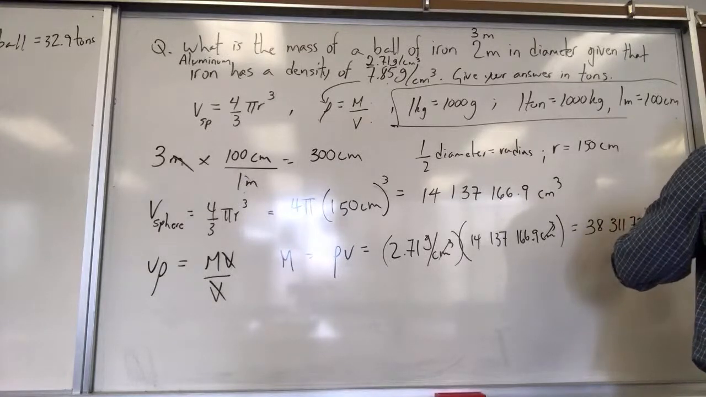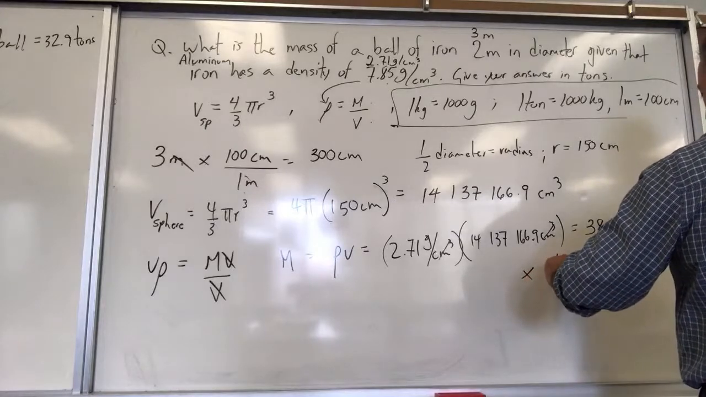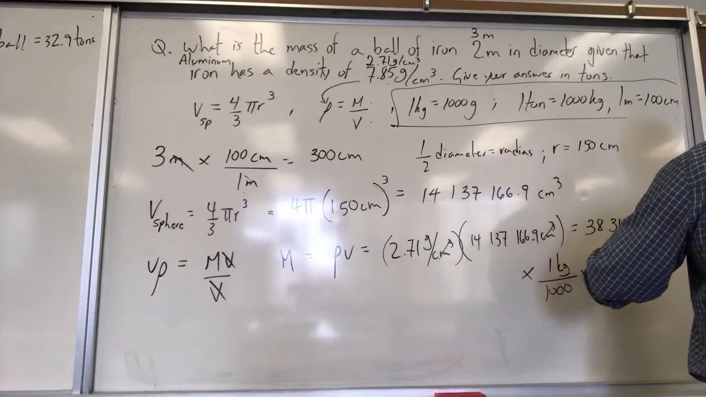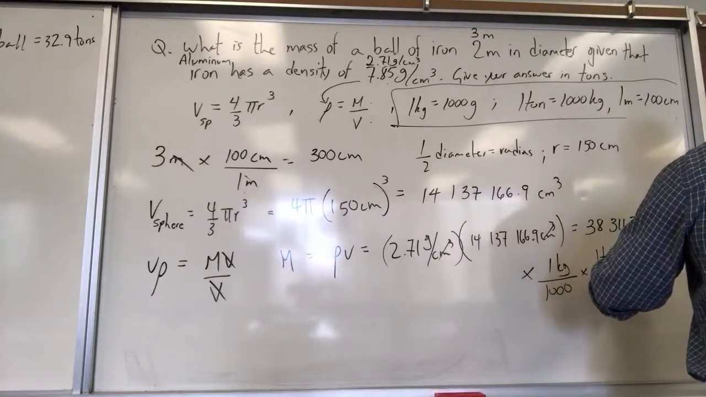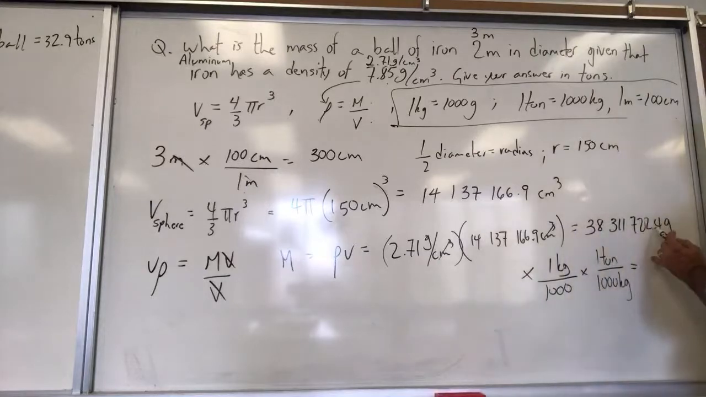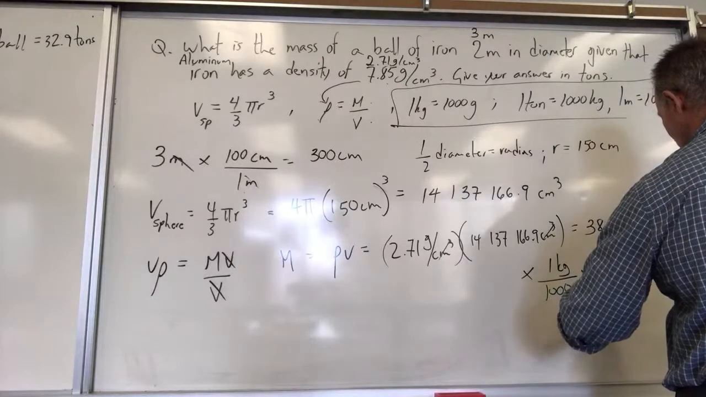38,311,722.4 grams. Let's convert that to kilograms by saying 1 kilogram for every 1,000 grams, and convert that to tons by saying 1,000 kilograms for every ton. So basically, we're dividing this number by 1,000,000, which moves the decimal place over by 6. The answer you get, after sig figs, is 38.3 tons.